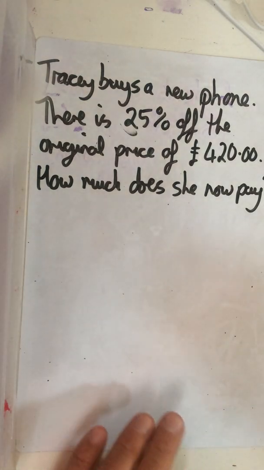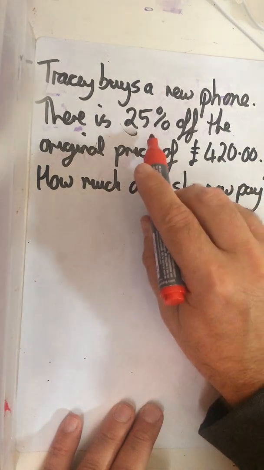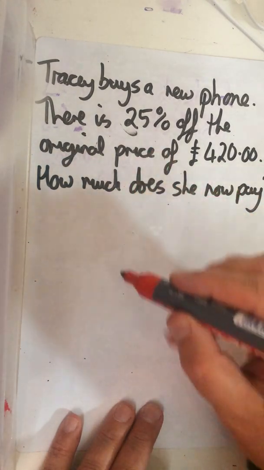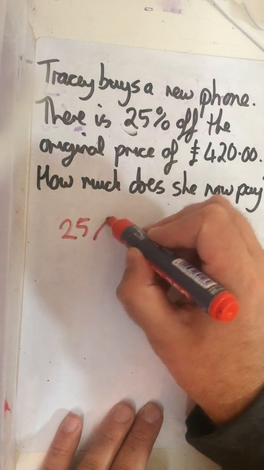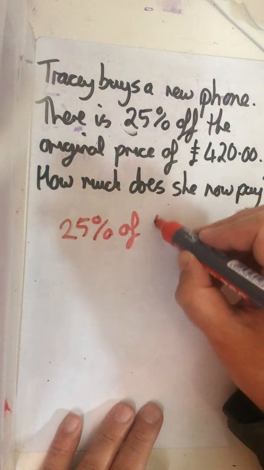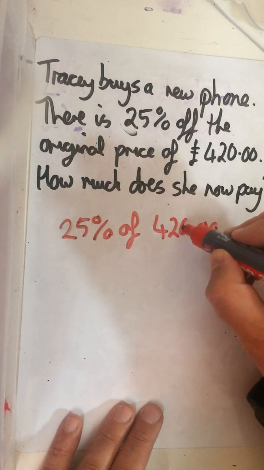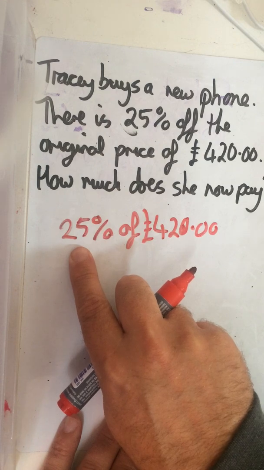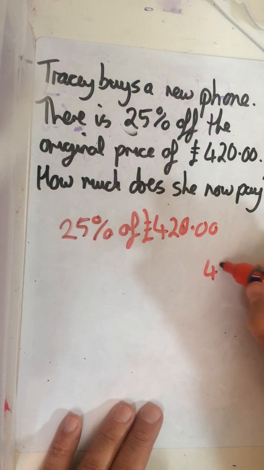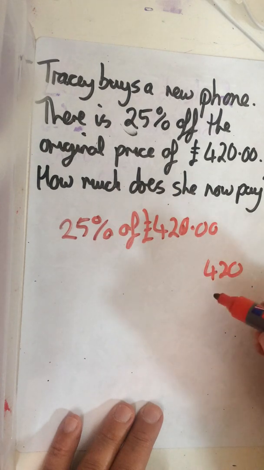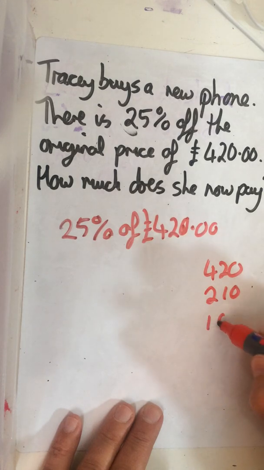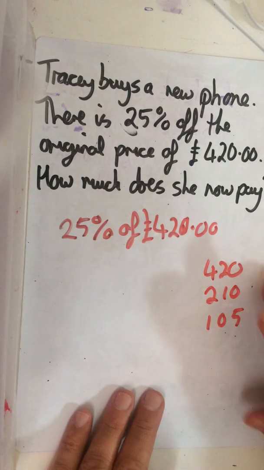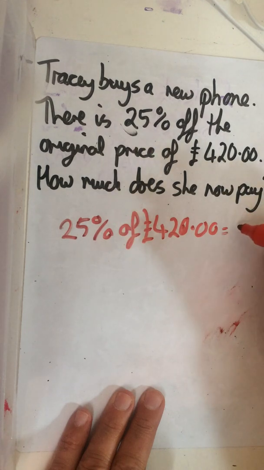Right, so Tracy buys a new phone, okay? And she gets 25% off the original price. So we do have to find 25% of £420. Excuse me for that. To find 25% of something, remember that's the same as a quarter. To find a quarter of something, we halve it and halve it again. So that would be 210, and that would be 105. So I can work out quite quickly that 25% of that is £105.